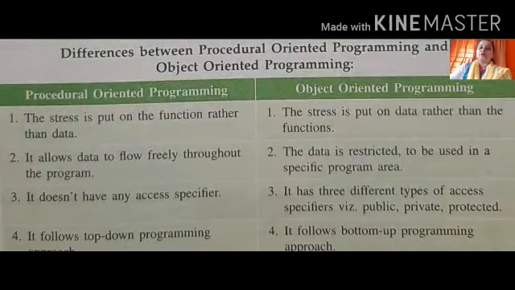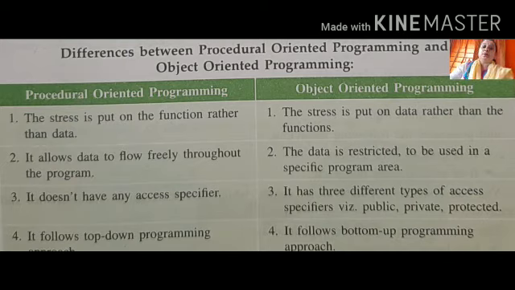Let's see the difference between procedural oriented programming and object oriented programming. In procedural oriented programming, the emphasis is put on the function rather than the data. Whereas in object-oriented programming, the emphasis is put on the data rather than the function. In procedural oriented programming, the data is allowed to flow freely throughout the program. Whereas in object-oriented programming, the data is restricted to be used in a specific program area by making functions or methods, that is the modular form.